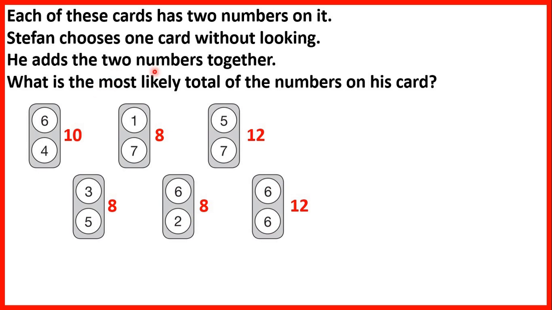So we need the most likely total. So we can see that we have one card which would give a total of 10, we have 3 cards that give a total of 8, and 2 cards with a total of 12. So the most likely total is 8, because that's the total for 3 cards, and 12 is only the total for 2 cards.